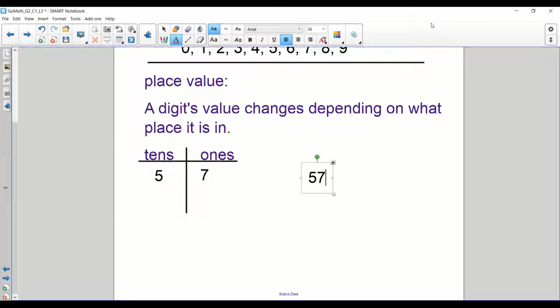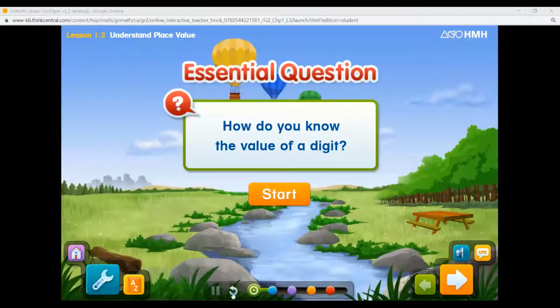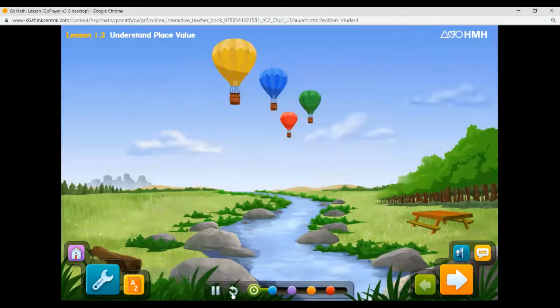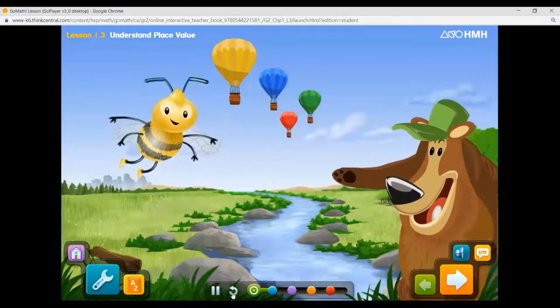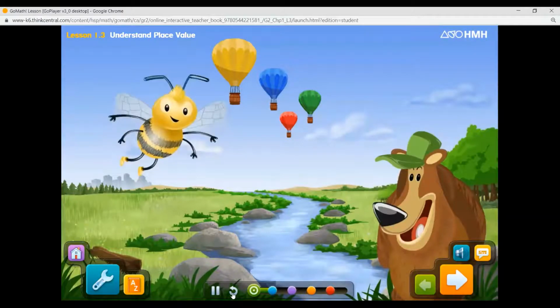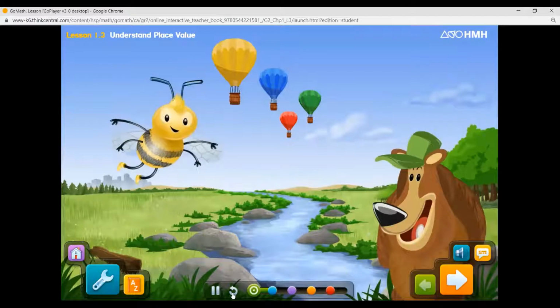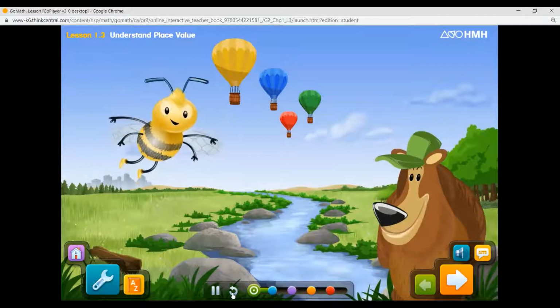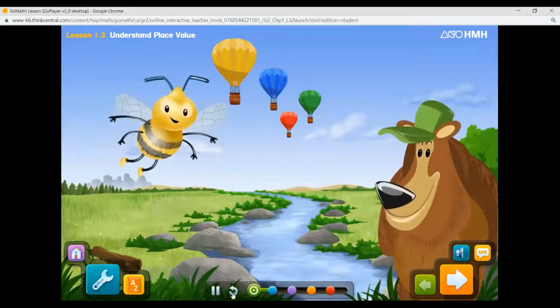And first we're going to go see Jessie Bear and find out how they solved the problem of how do you know the value of a digit? How did you know the value of a digit? There's a hot air balloon festival in the park. Ooh, I asked Bailey how many balloons there are. Instead of telling me, Bailey gave me some clues.